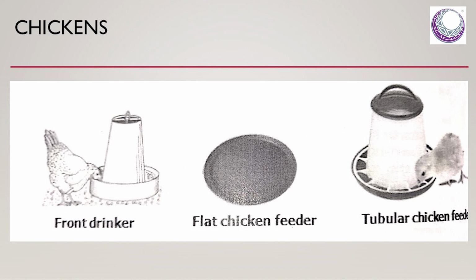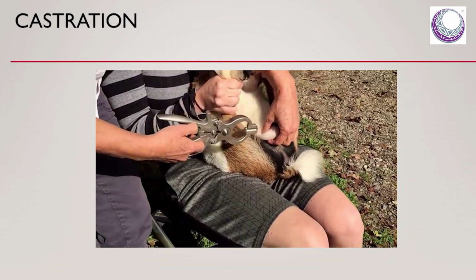I want you to take note of the difference between a drinker and a feeder here. As you can see, there are no divisions in the drinker here, and the feeder has got some divisions, meaning each chick will be feeding on its own part. Then we move on to castration.